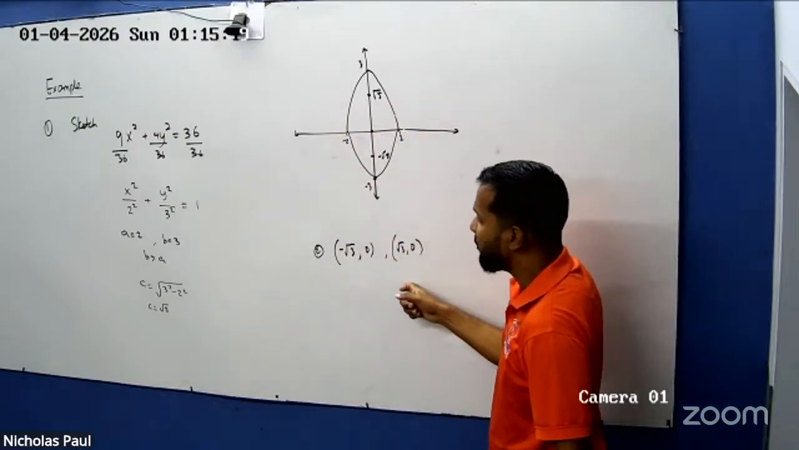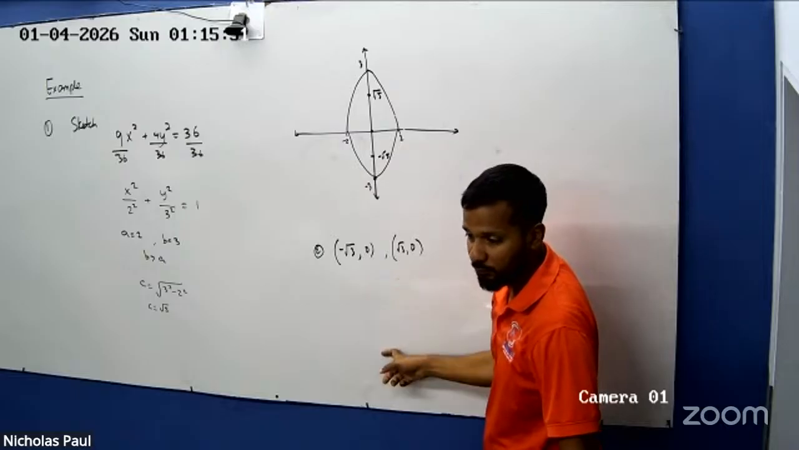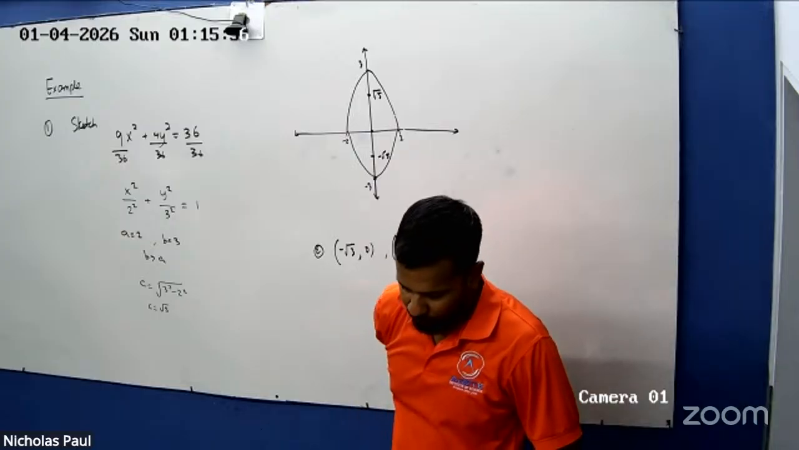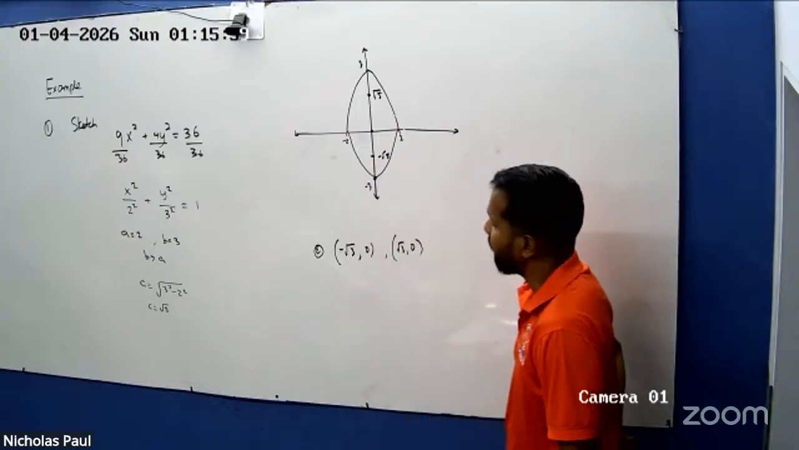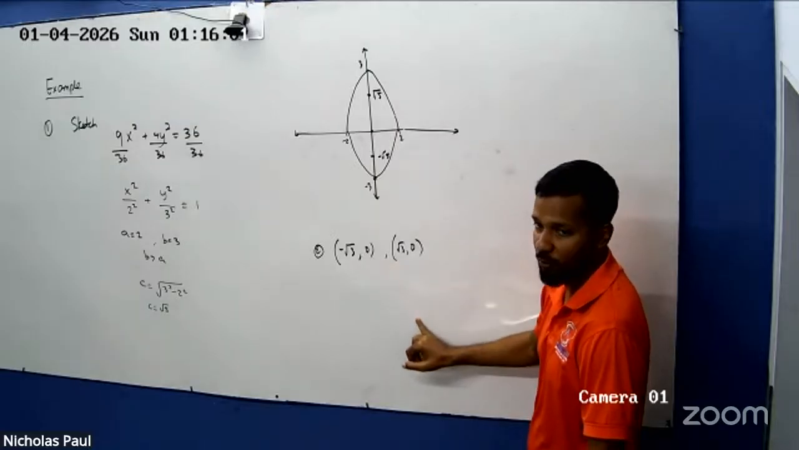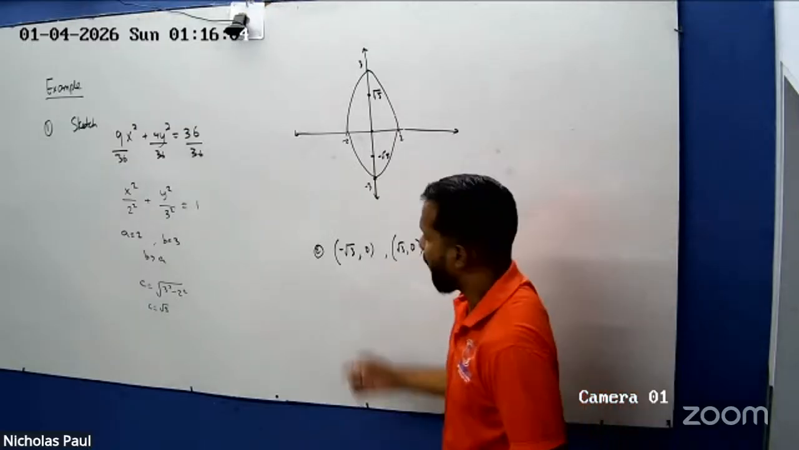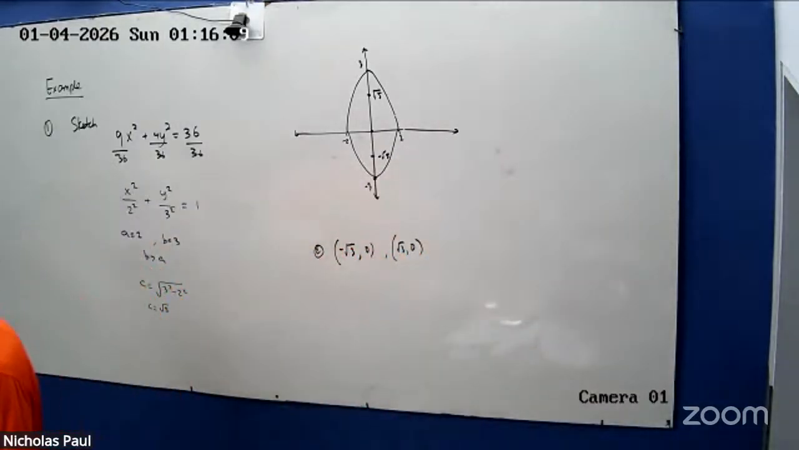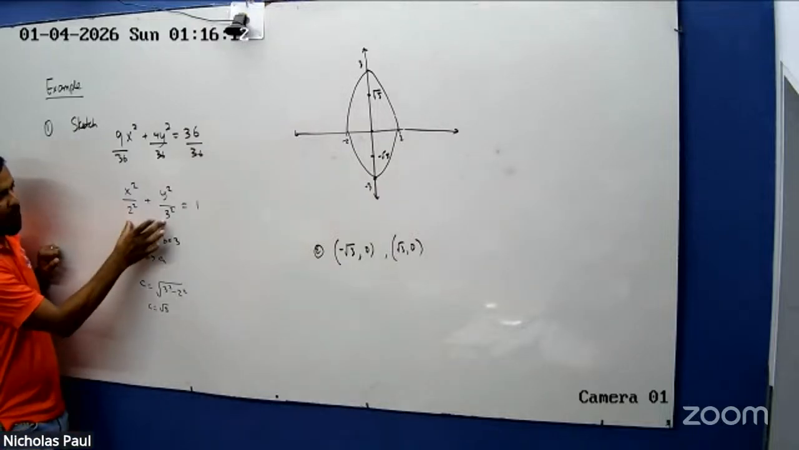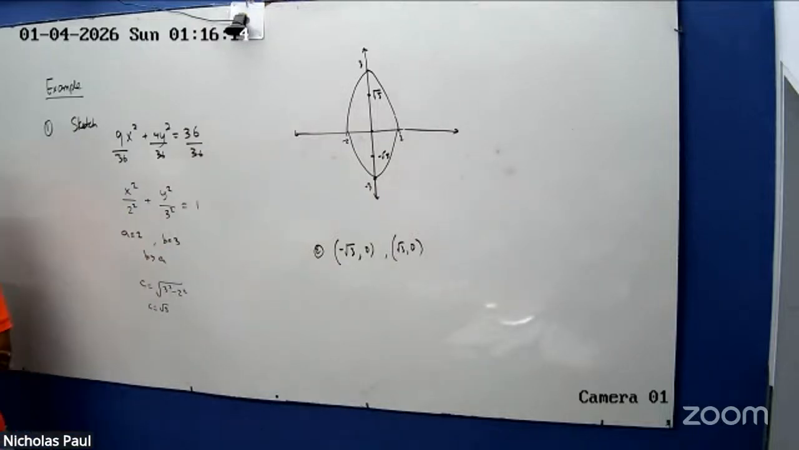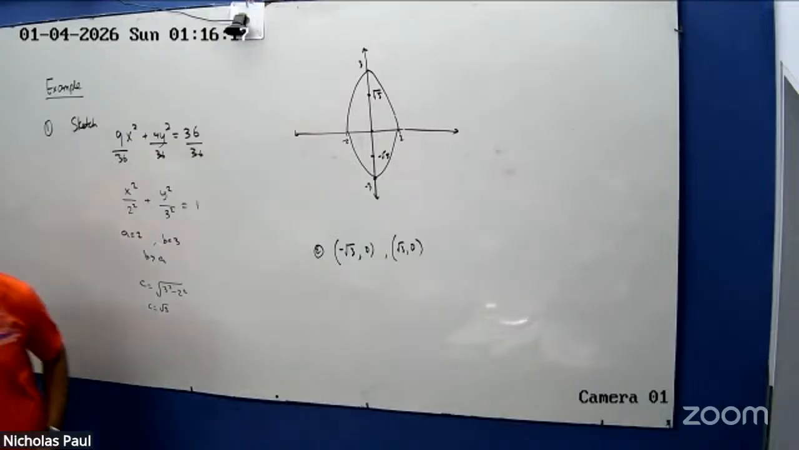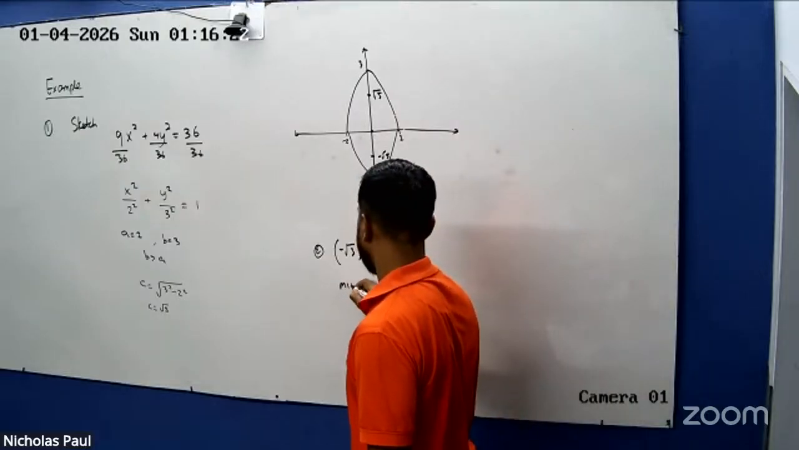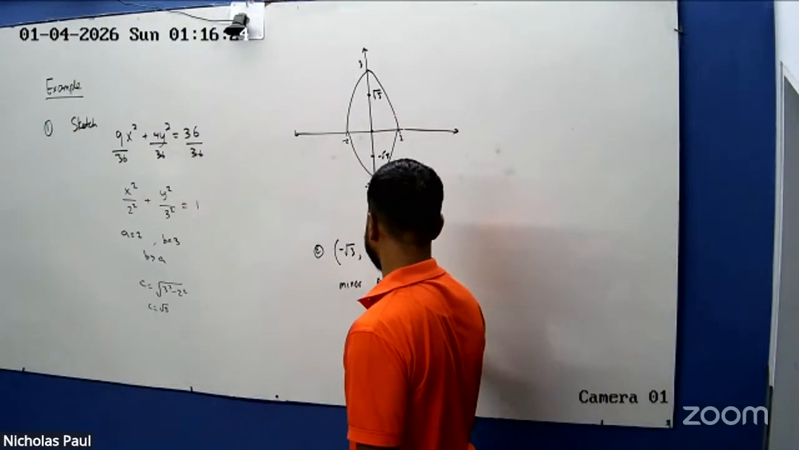So what I need you to do now is to find the equation. Of course, you'll recognize the center is 0, 0. So I want you to figure out what the equation is. To get the equation, remember, we need A and B. What's the minor axis again?